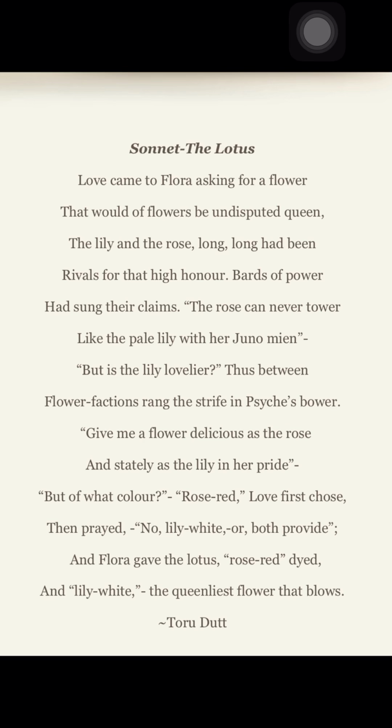Okay, I'll read the poem first and then we'll come to the explanation part. Love came to Flora asking for a flower that would of flowers be undisputed queen. The lily and the rose long had been rivals for that high honor. Bards of power had sung their claims. The rose can never tower like the pale lily with her Juno mien, but is the lily lovelier? Thus between flower factions rang the strife in Psyche's bower. Give me a flower delicious as the rose and stately as the lily in her pride. But of what colour? Rose red, Love first chose, then prayed, no, lily white, or both provide. And Flora gave the lotus, rose red dyed and lily white, the queenliest flower that blows.